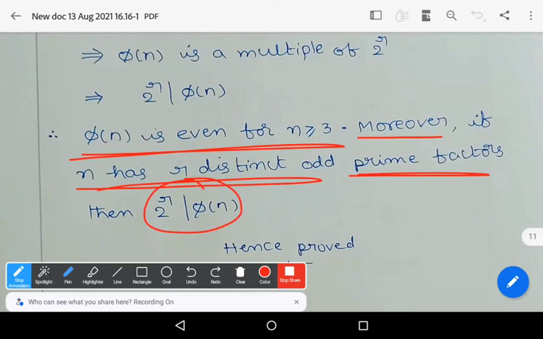This completes the proof of the properties of the Euler totient function, which are very, very important properties.